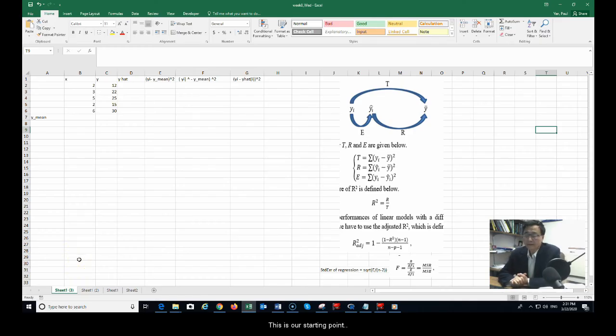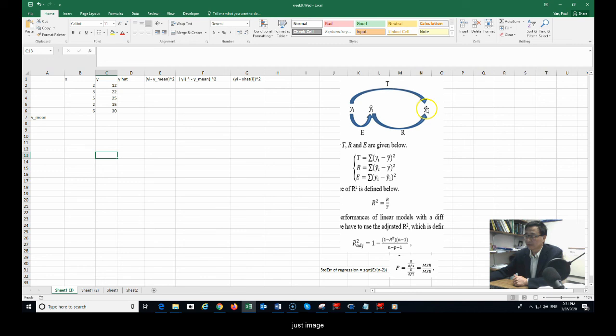This is our expected final result. This is our starting point. Okay, so now we have x column and we have y column. So we are going to calculate according to the formulas here to calculate T, calculate E, calculate R. Okay, so actually we can visually just imagine.